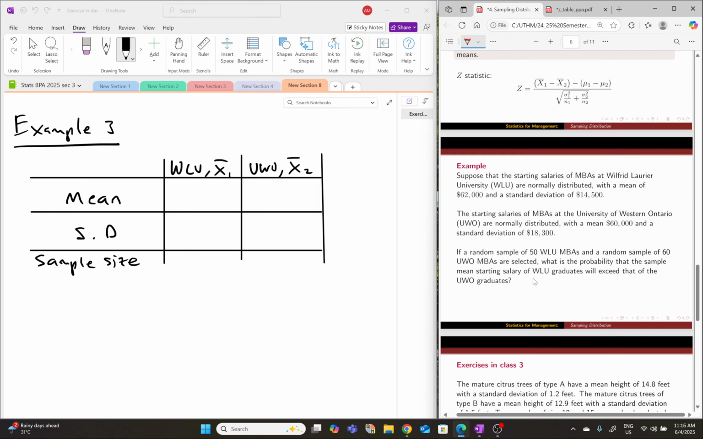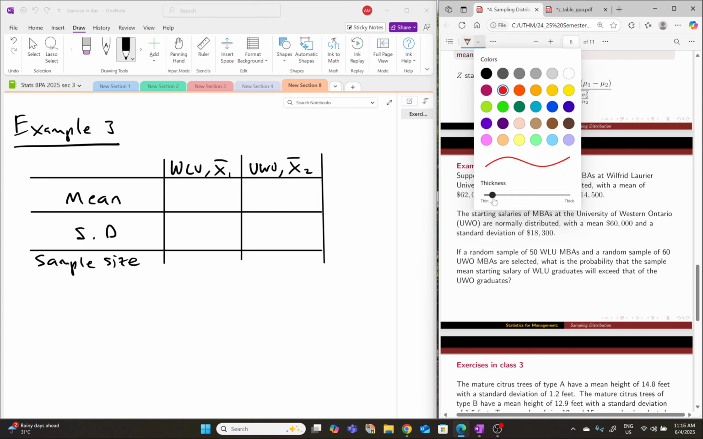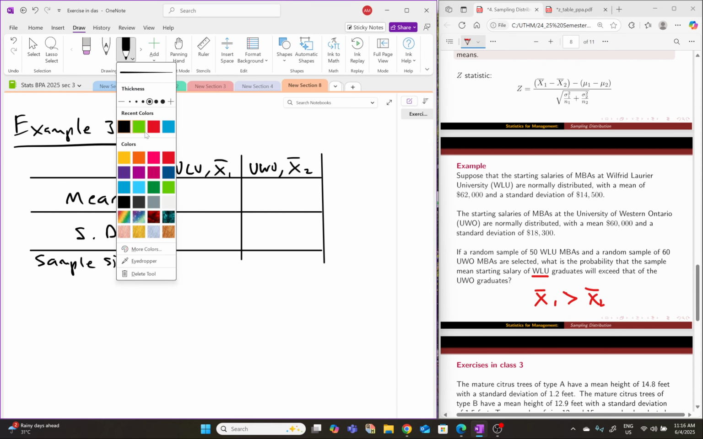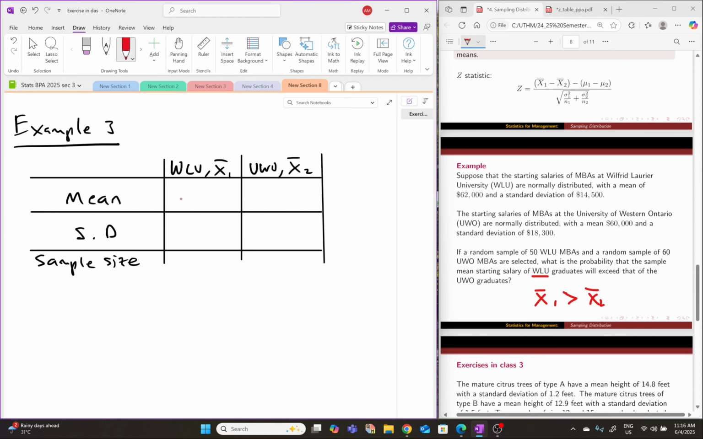Two means will be here. They're asking what is the probability that sample mean WLU, the mean of 1, exceeds, is greater than number 2. Okay, that's what we're going to do. But before that, we need to gather some information here. What is the mean of WLU? That would be 62,000, and another one 60,000.